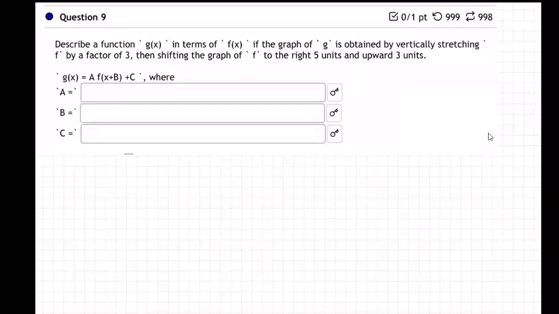Okay, so describe a function, g of x, in terms of f of x. If the graph of g is obtained by vertically stretching f by a factor of 3, then shifting the graph of f to the right 5 units and upward 3.